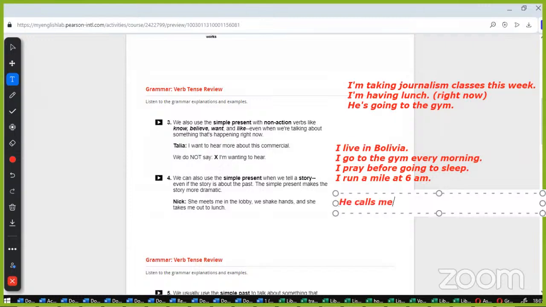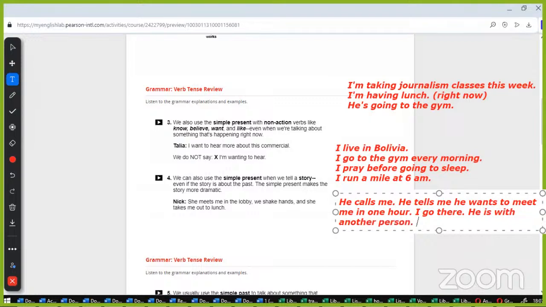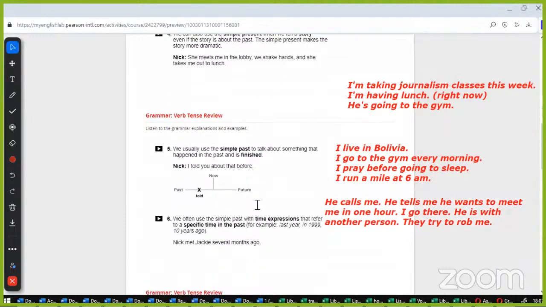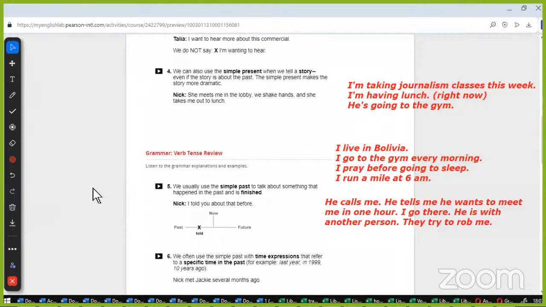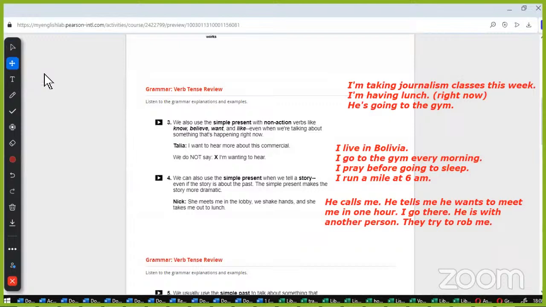He calls me. He tells me he wants to meet me in 1 hour. I go there. He's with another person. They try to rob me. Okay, this is pretty dramatic. However, you can use this. Even though it happened in the past, you can use this with simple present. Any question, maybe?